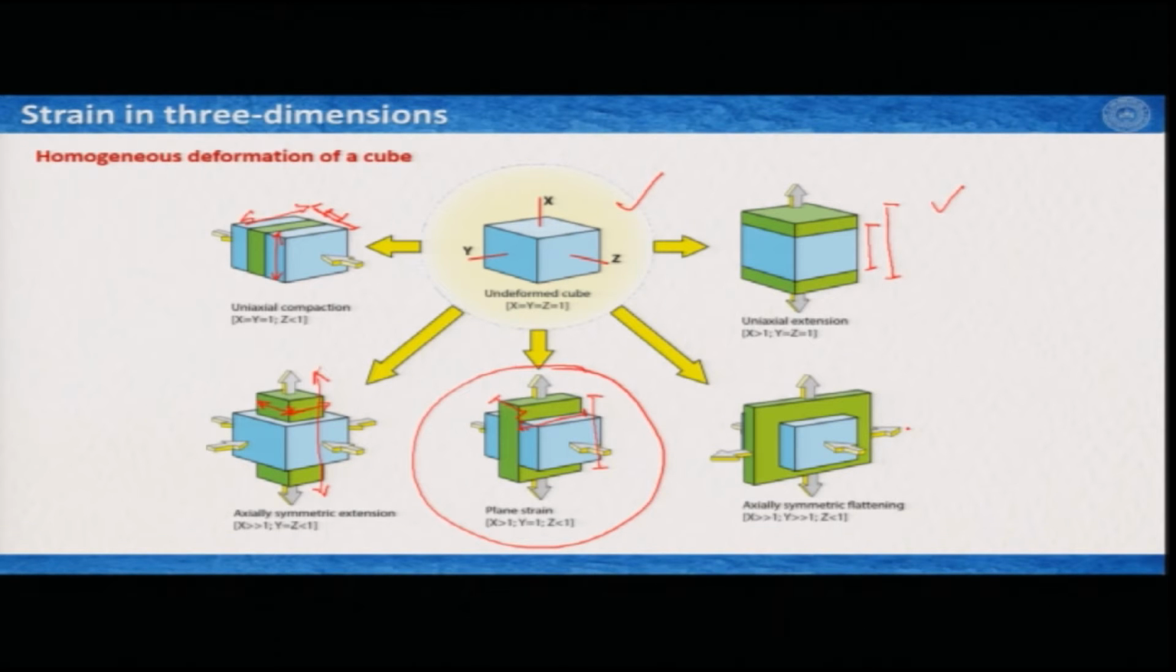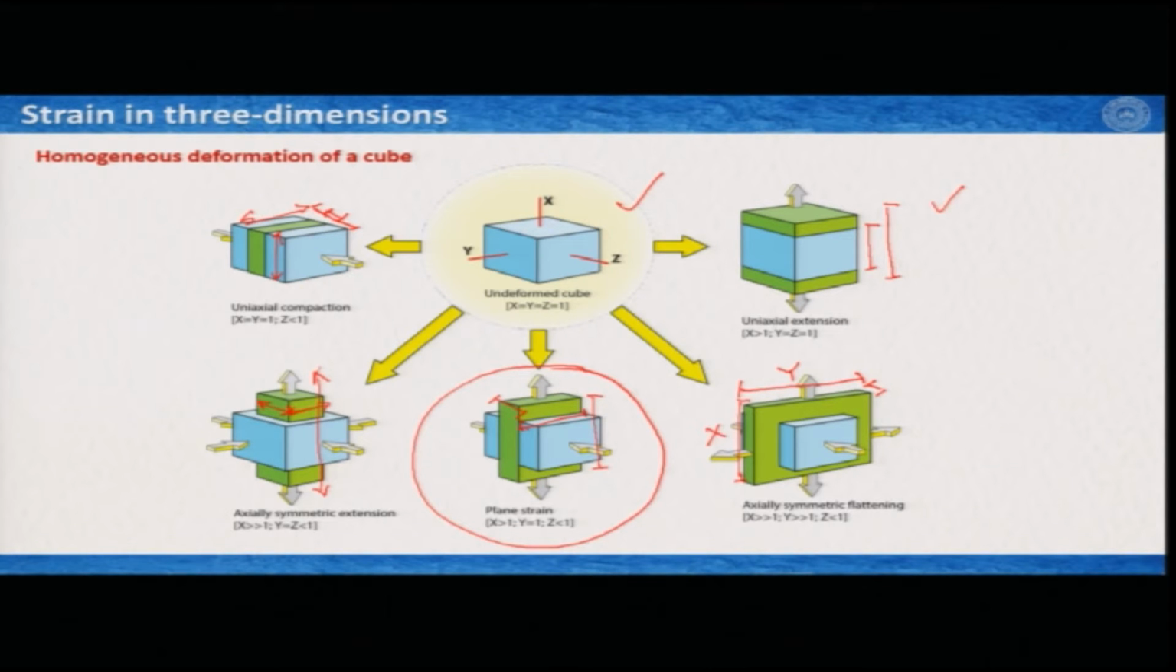And the final one is axially symmetric flattening. What happens in this case is that only one axis shortens very much and the other 2 axes extend highly. So, what we see here, the z direction got highly shortened, and this is x and this is y, they both got extended significantly compared to z, and this is known as axially symmetric flattening.